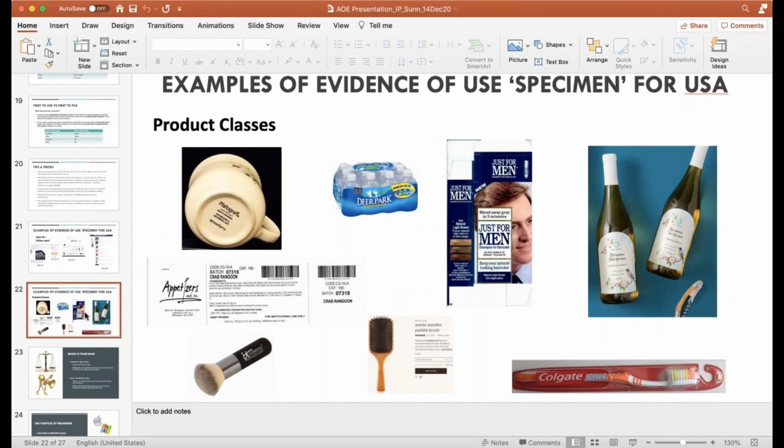For a product class, the evidence of use that you would need to provide would be to show either the brand name or logo somewhere on the actual product or the packaging. And when it says that you need to provide a specimen, that's not a physical specimen, it's just photographs showing the actual products, or either the product or the packaging, using that mark.